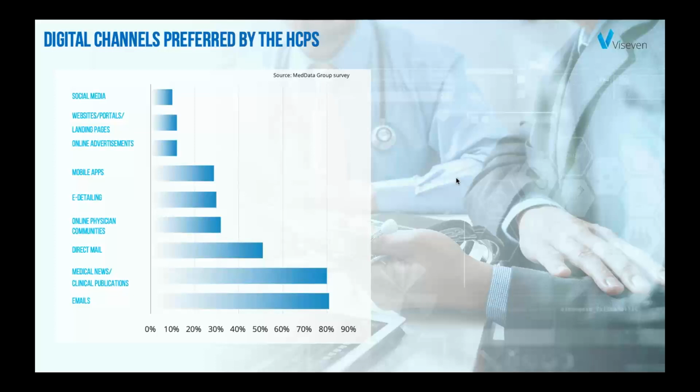But we see that email and clinical publications are sort of leaders. So this is no surprise, for example. But on the other hand, we see that online HCP communities are sort of chopping the share of e-detailing, and very close to that are the users of mobile apps. So that gives us the understanding of the playground that we will be operating on.